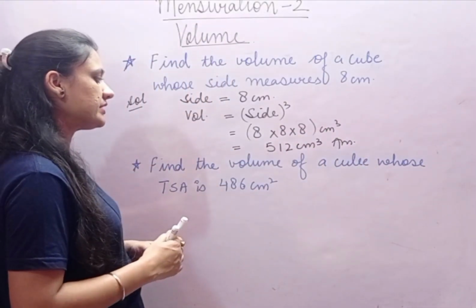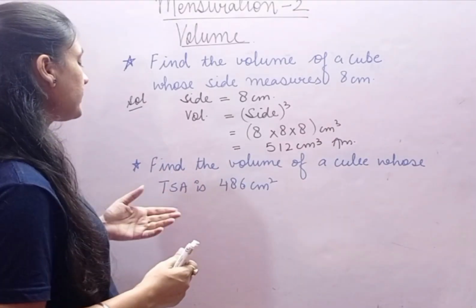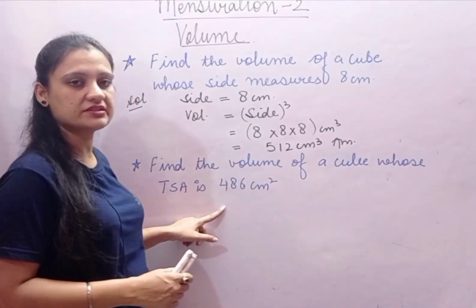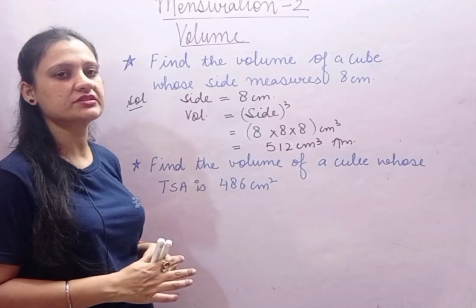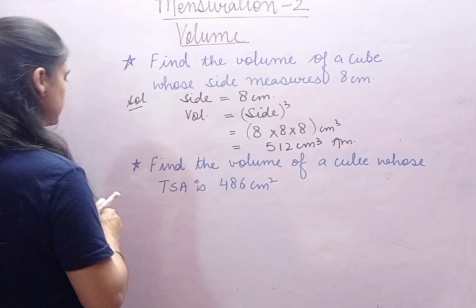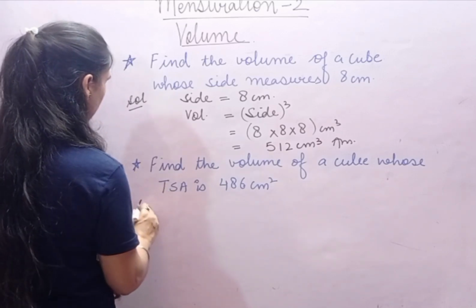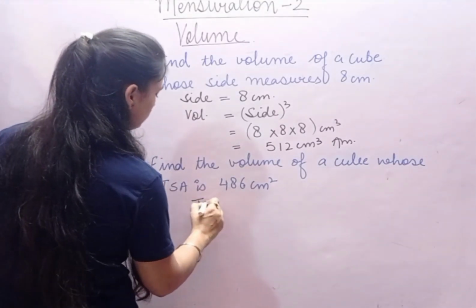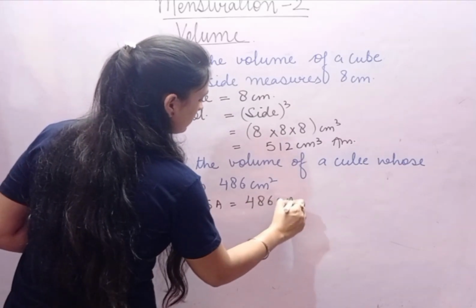Now one more question let us discuss. Here they are again asking you to find the volume, but what have they given? They have given us TSA. Children, I have already discussed this topic in my previous video, and even the formulas I have discussed in short, for which I'll give you the link in the description box, right? So let us solve this. Again, how are you going to solve? First you'll write down what is given to us. They have given us TSA, right?